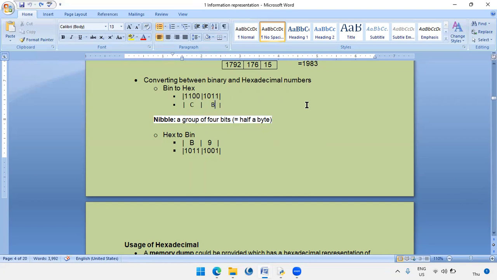A group of 8 bits is called a byte, you know that. So a group of 4 bits is half a byte, and the name given to that is a nibble. Nibble. So one nibble is needed to represent one hexadecimal digit.